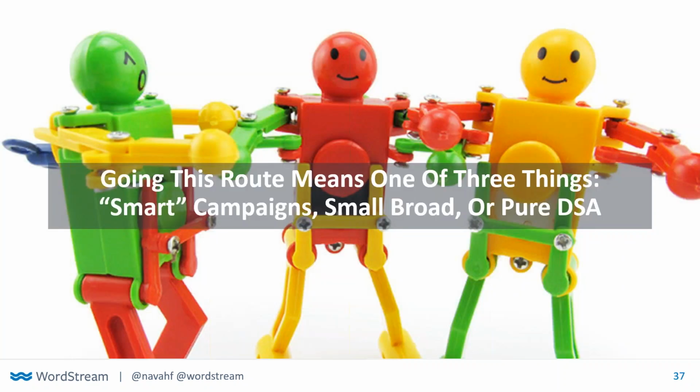Now, if you go this route, there's effectively one of 3 things that you'll be doing. You'll either be running a smart campaign, smart search, smart shopping, smart display. You'll do that small broad ad group, so a single broad keyword with everything else as a negative in that ad group, or you'll be doing pure DSA.